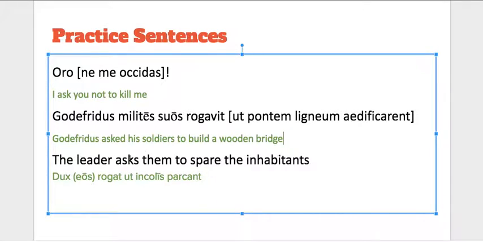The leader asks them to spare the inhabitants. We can throw down leader in the nominative. That should be the fairly easy part. The asks is going to be rogat or orat, either is fine. Asks them is optional. You can either put it in or not, because the Latin reader will know who they were asking when they get to the end of the sentence, which is incolis parcant. Ut, right? The leader asks them to spare the inhabitants. Incolis here is dative with parco, which takes the dative, much like invideo takes the dative. The leader asks them to spare the inhabitants.